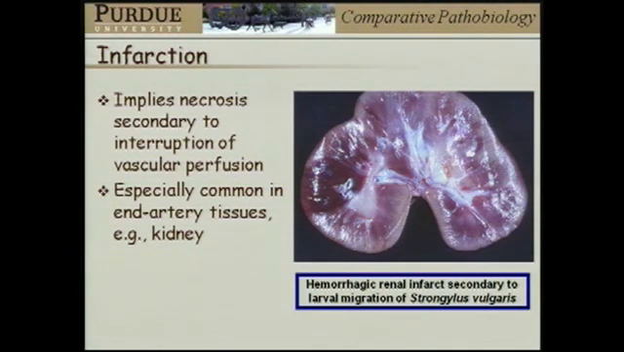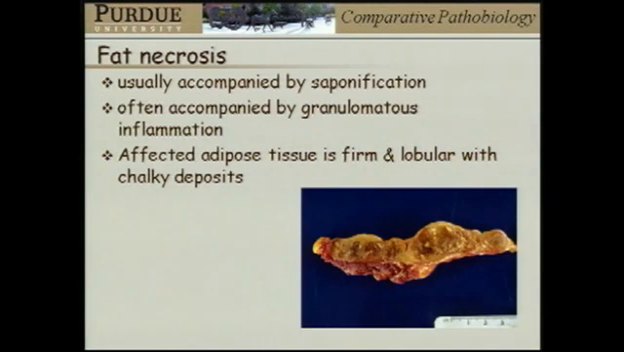And the morphologic diagnosis for a renal infarct is renal infarct. It's nice to add the term hemorrhagic to distinguish it from a resolving infarct. And in this case, as I mentioned, it was secondary to larval migration of Strongylus vulgaris.